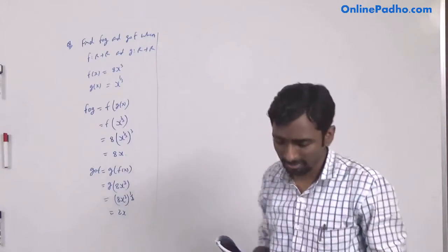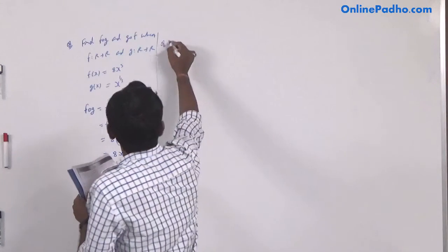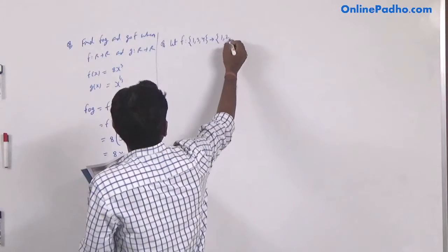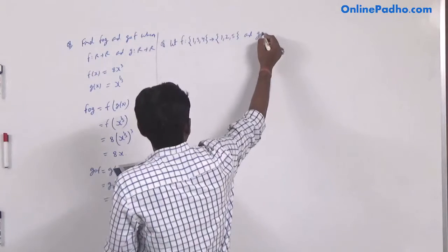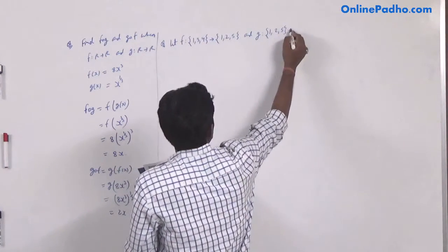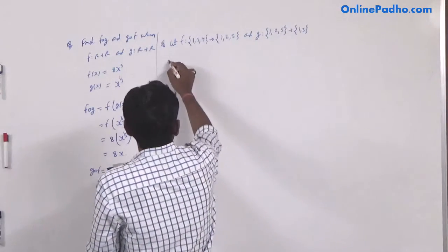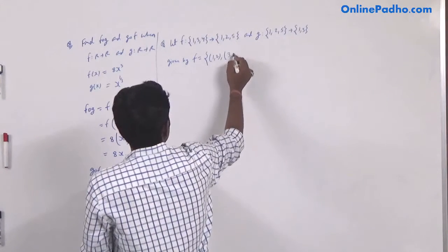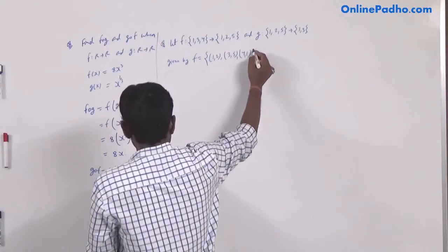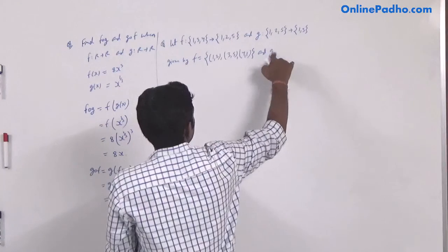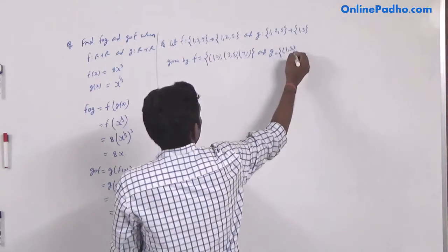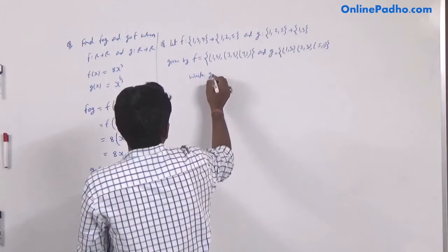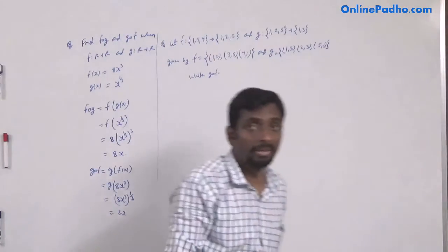By this we can find the composition of functions. One very important question is this: let f from {1, 3, 4} to {1, 2, 5} and g from {1, 2, 5} to {1, 3} be given by f = {(1, 2), (3, 5), (4, 1)} and g = {(1, 3), (2, 3), (5, 1)}. Write the value of GOF.